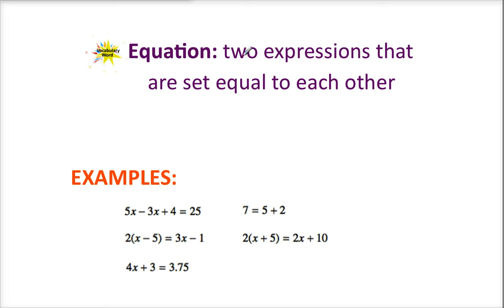An equation is when we have two expressions that are set equal to each other. An equation will always have, obviously, an equal sign. Okay, so two expressions with an equal sign between them. Here are some examples. Notice that an expression doesn't have to have variables with it. It can just be a number. And it also doesn't have to have any variables in it at all. So those are some examples of equations. Just two expressions on either side of an equal sign.